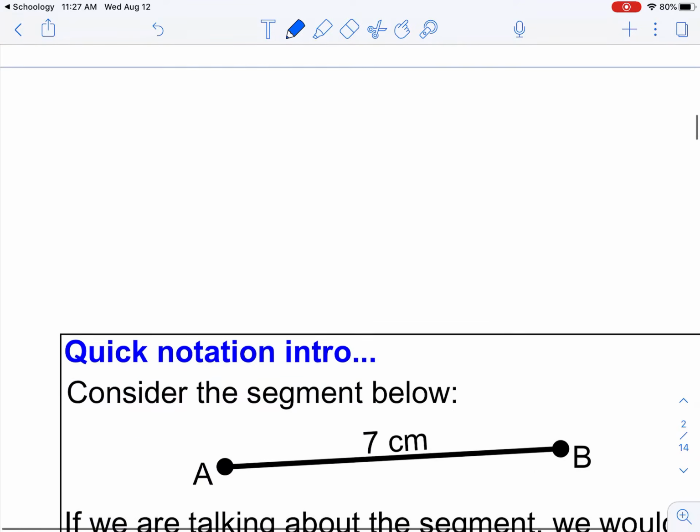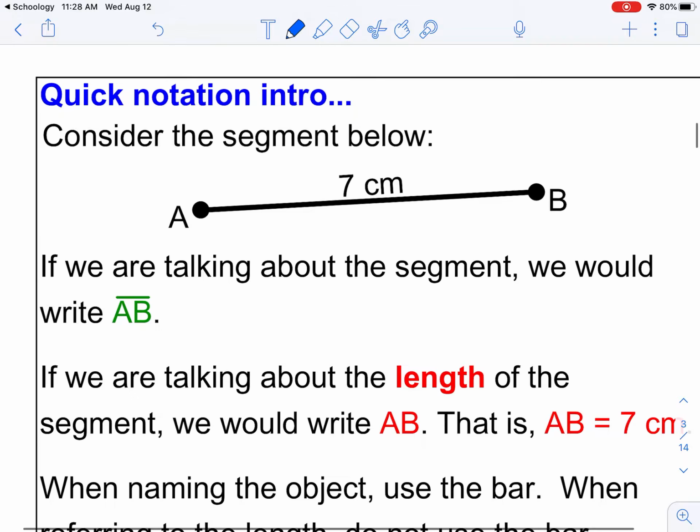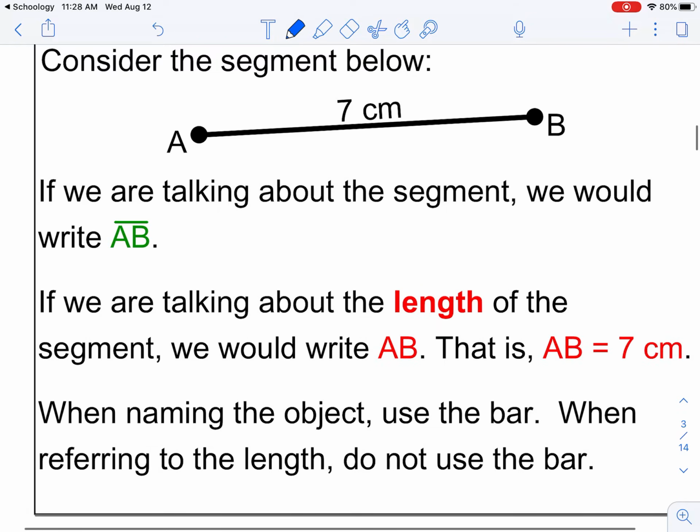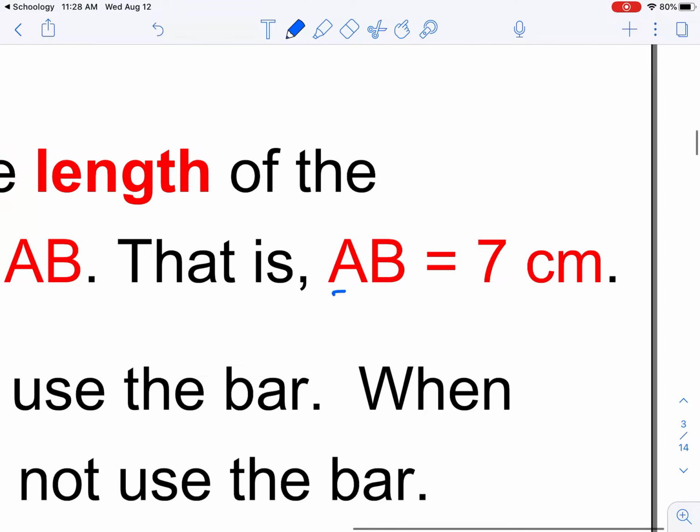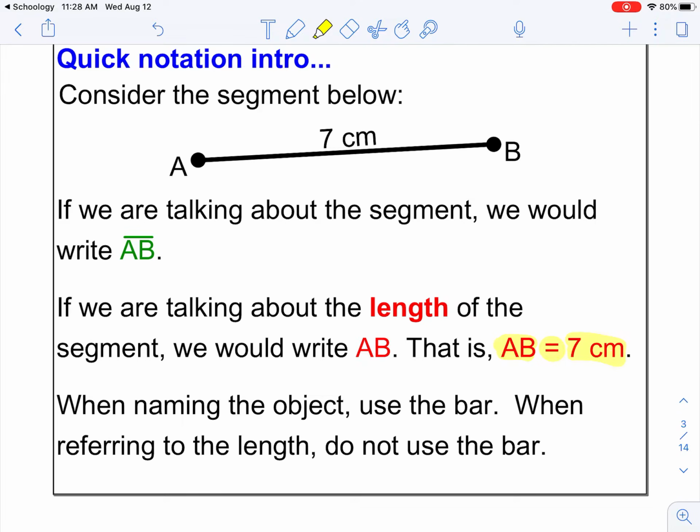Okay, so quick notation intro. These are just a few things that you need to know. Consider the segment below. We learned that in our last lesson. That's segment AB. If we're talking about the segment, we would write AB with the bar over it, like that in green right there. If we're talking about the length of the segment, we would write AB without the bar. If I say, what's the length? You would say AB equals 7 centimeters, like it's labeled up there.